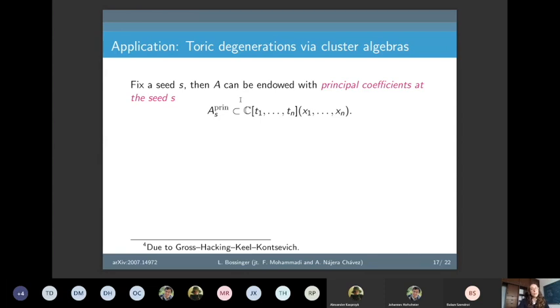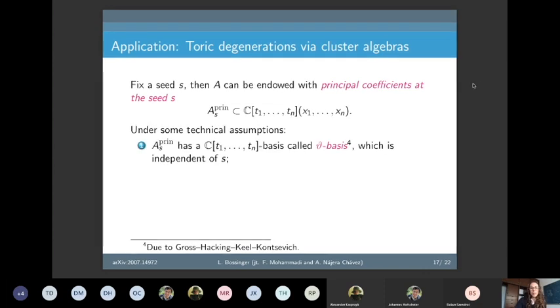What I obtain by endowing my algebra with principal coefficients is another cluster algebra that now does not live only in rational functions on my variables x_1 to x_n, but it has coefficients that are polynomials in t_1 to t_n. And with this algebra A^prin_S, you should think of it as a degeneration of the algebra A, where again t_1 to t_n are the parameters that interpolate in between my algebra and a semigroup algebra, as we will see.